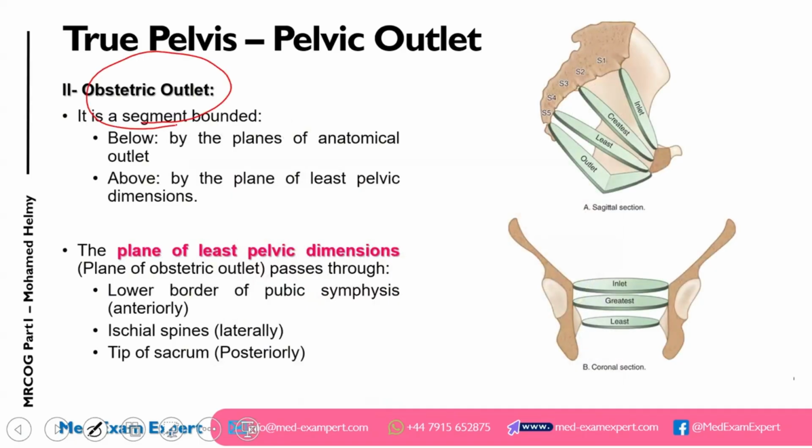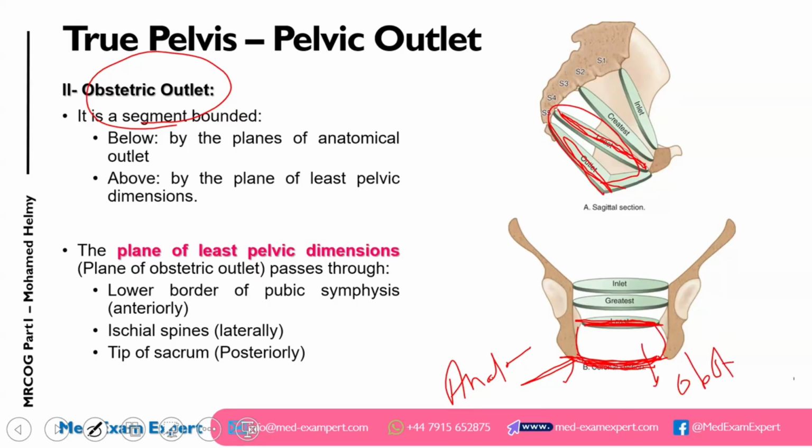The obstetric outlet is a segment which is bounded above by the plane of the least pelvic dimension and below by the anatomical outlet. So this is the anatomical outlet, and this is the plane of the least pelvic dimension. The area between them we call the obstetric outlet.